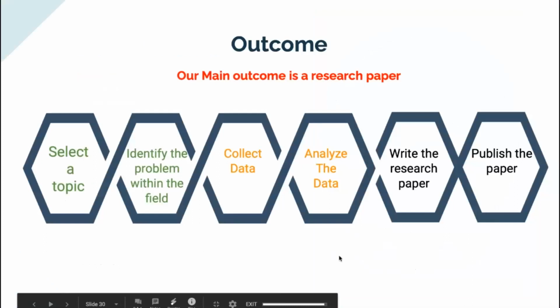As for our outcome, our main outcome in our project is a research paper. So these are the general steps to publish a scientific research paper. The first step is to select a topic, which we've done, identify the problem within the field, which we have, collect data, and analyze the data. We're working on both, and our way of analyzing data is having a model. Our last two steps focus on writing the research paper and publishing it, and we still haven't reached this point, but as you can see from our presentation so far, we've been working on these 4 steps.